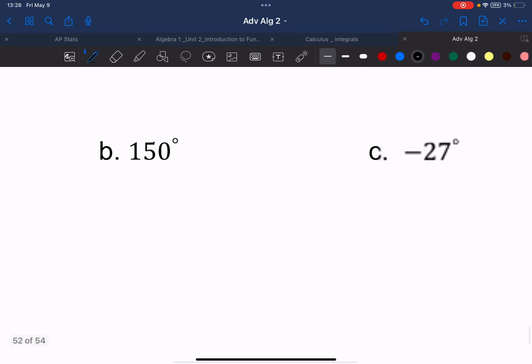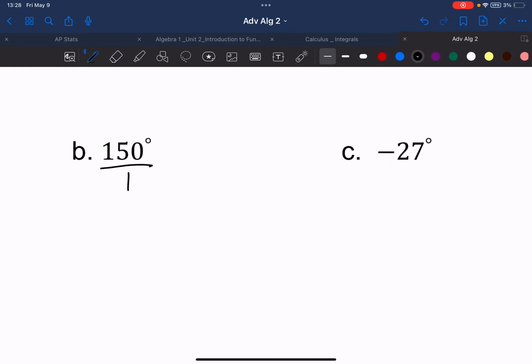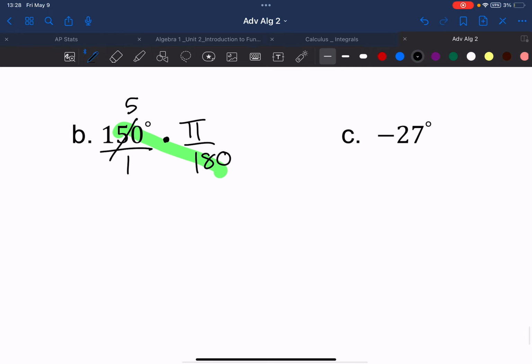Okay. Next one, we're going to put this over 1 and multiply by pi over 180. And then we're going to see what can go into both of these. Well, we have 150 and 180. We know that 30 can go into both of them, and that means we're left with 5 and 6. So this is 5 pi over 6.